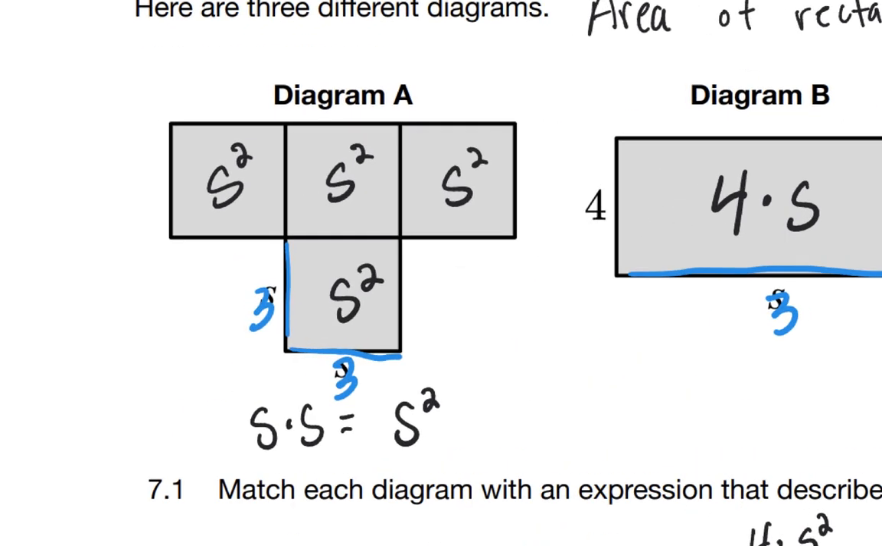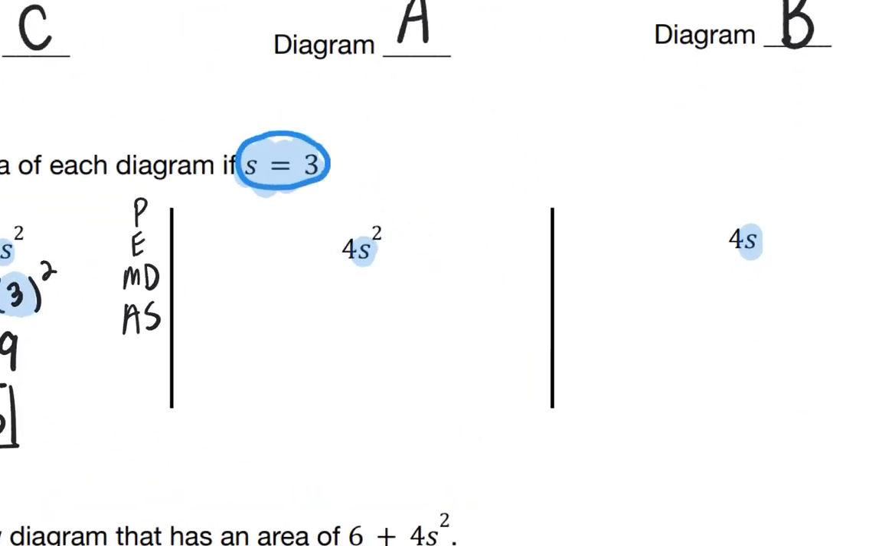What about this one here? Well, just visually, right, if these are 3's, right, 3 times 3 is 9. And then 9 plus 9 plus 9 plus 9, 4 nines is 36. Okay, let's prove it here.